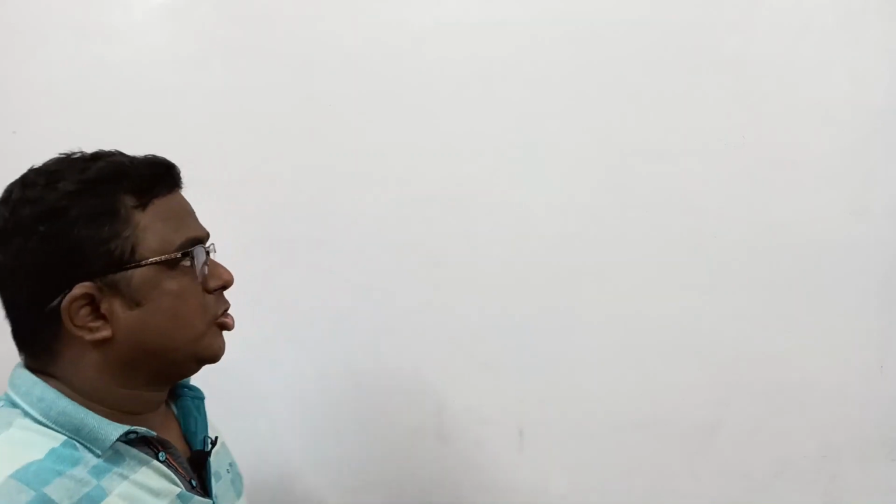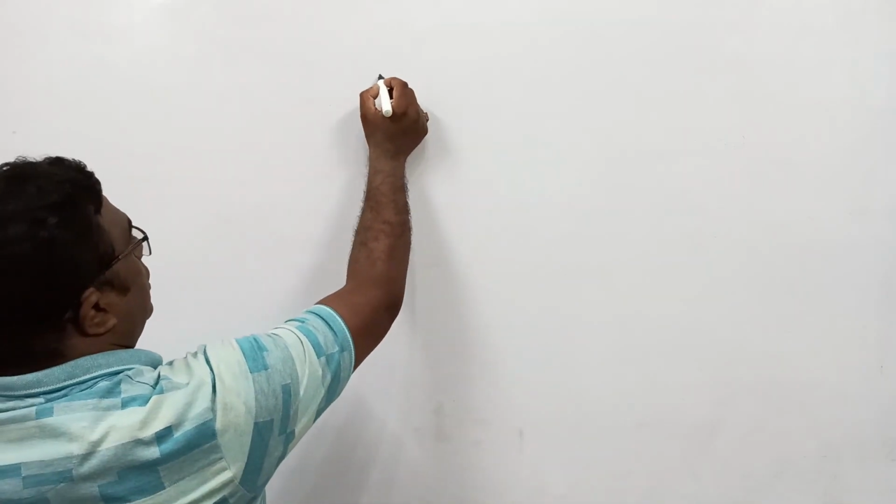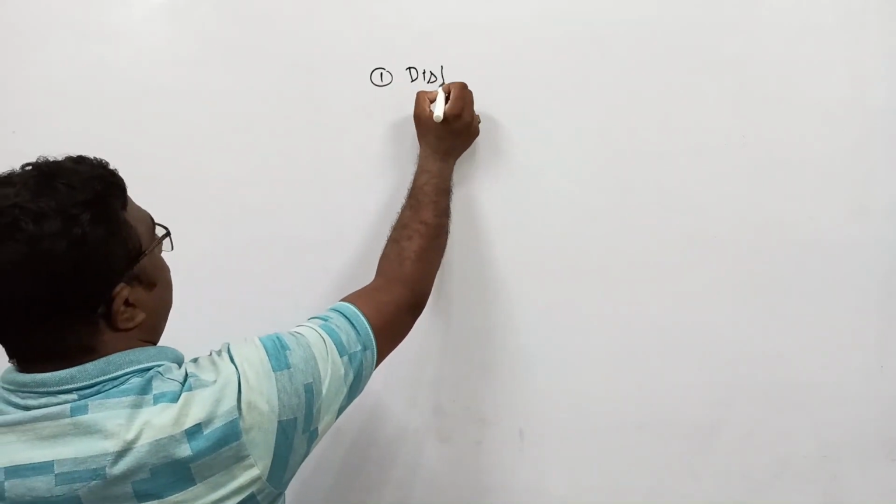Okay, I hope that you have understood the octant number and the sign convention in the different octants. Now students, we are going to see some formulas based on three-dimensional geometry. Our formula number 1 is distance formula.